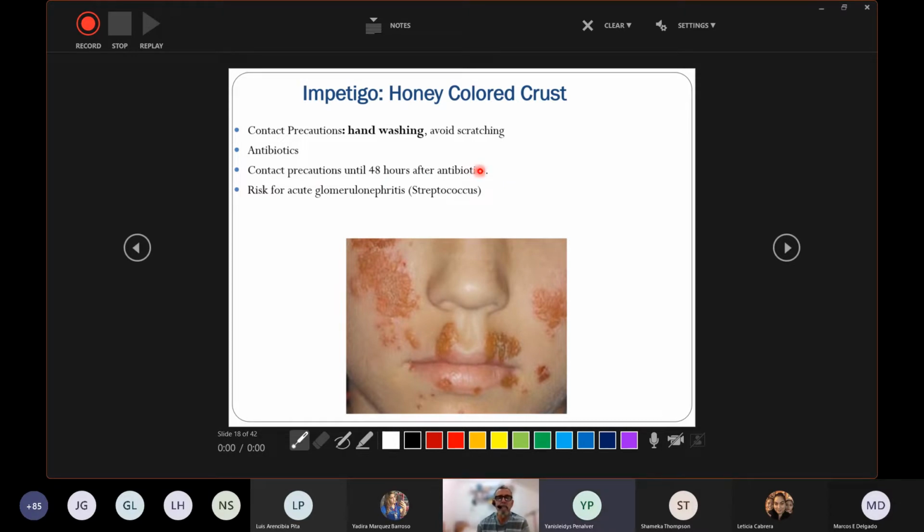So can the mom take out the crust? There is no reason to remove the crust. That's the one that I put that was incorrect. So that was good. The crust will fall spontaneously. If removed, it is going to leave open skin that is going to be disseminating. The mammae is going to be disseminated all over.